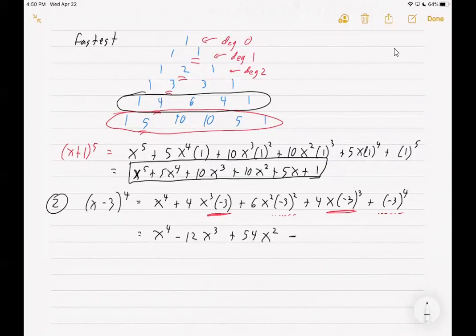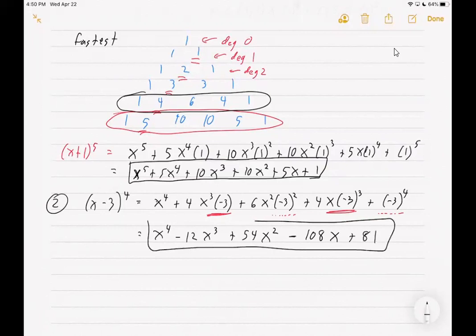And that's 27 times 4. So that is 108 factors of x. And then finally, it will be a positive term, and 3 to the 4th is the same as 9 squared, so that is 81. So that is our answer.